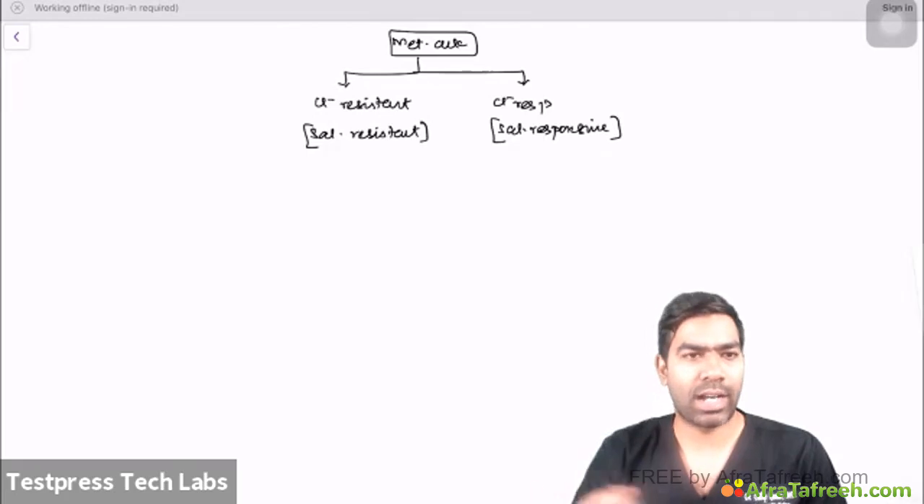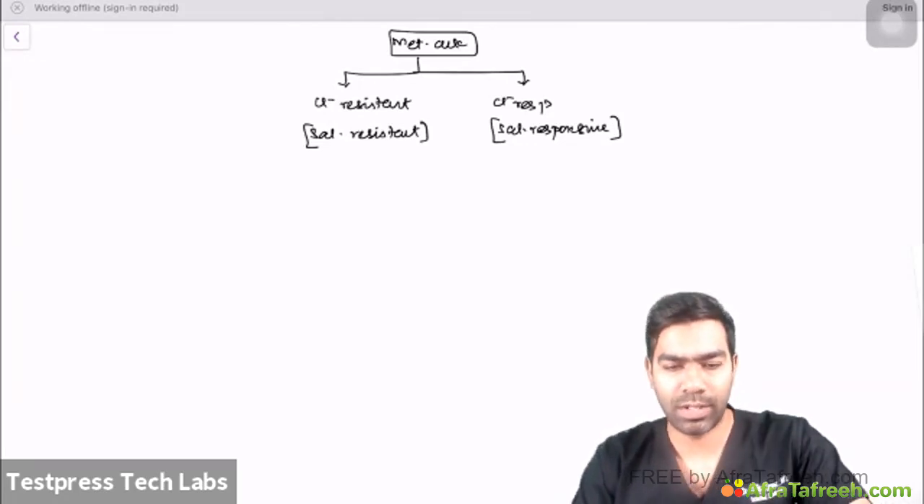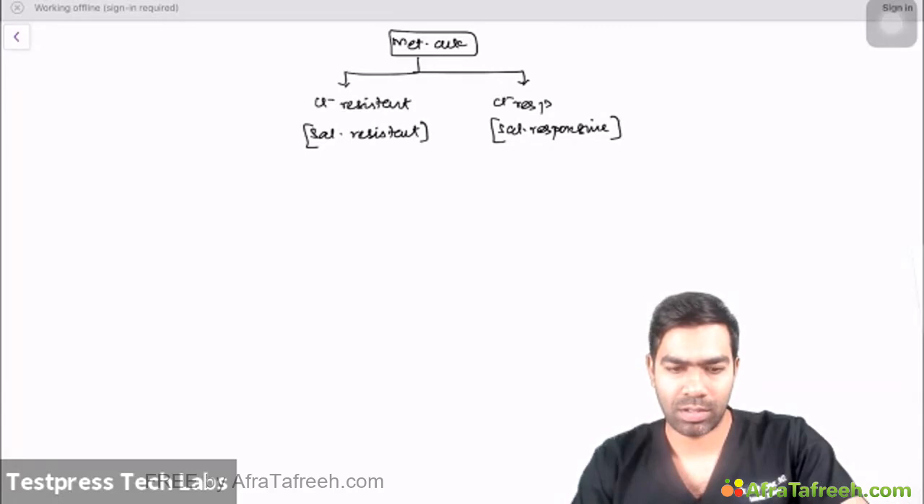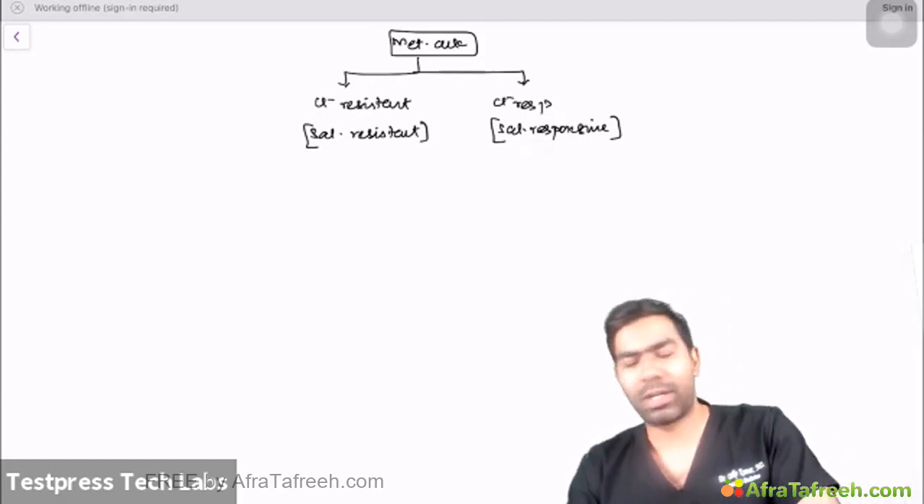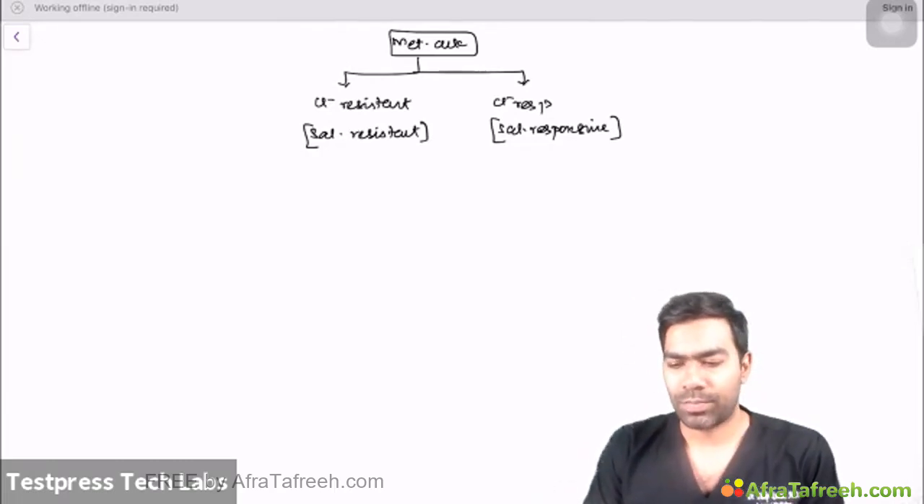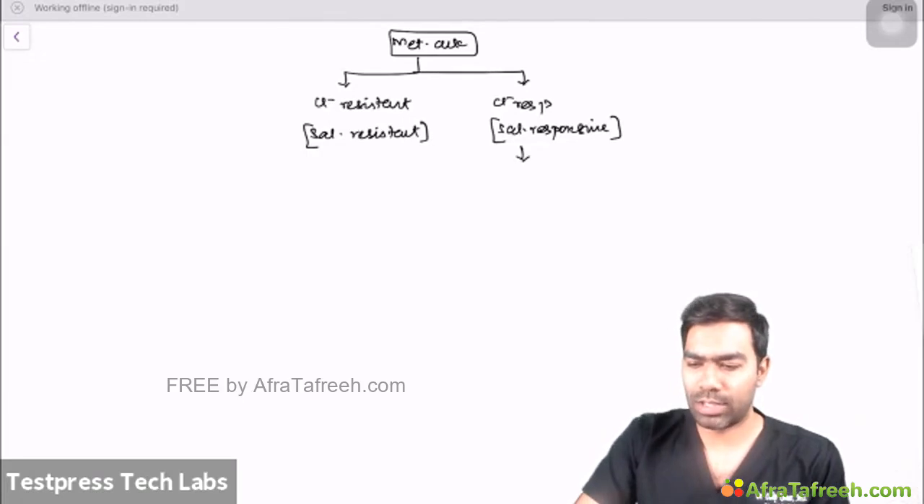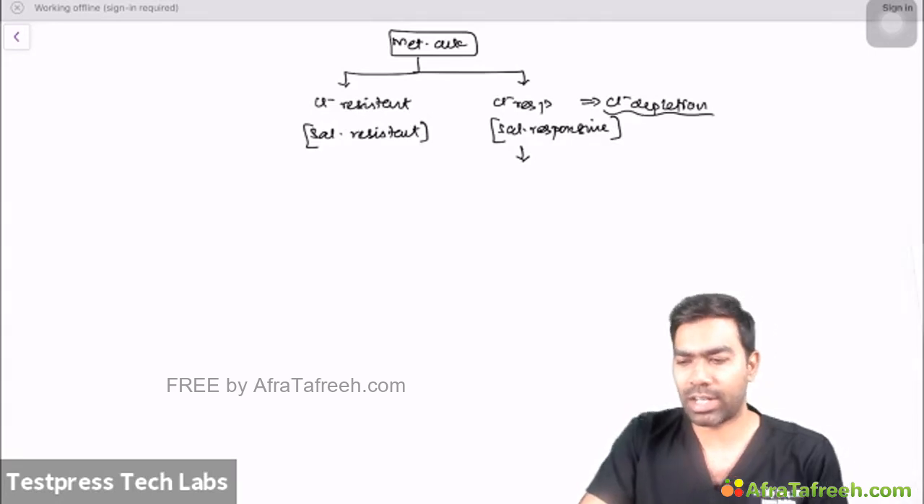So as far as metabolic alkalosis is concerned, we have a chloride resistant form of metabolic alkalosis, and we have a chloride responsive form of metabolic alkalosis. First, let us talk about the chloride responsive metabolic alkalosis. Here, the main reason is chloride depletion. Chloride depletion is the main reason for development of this kind of alkalosis.